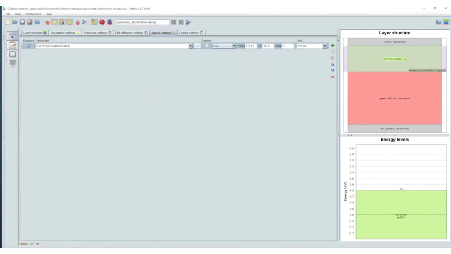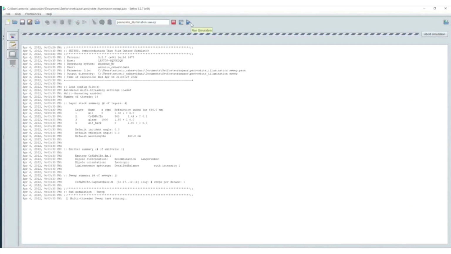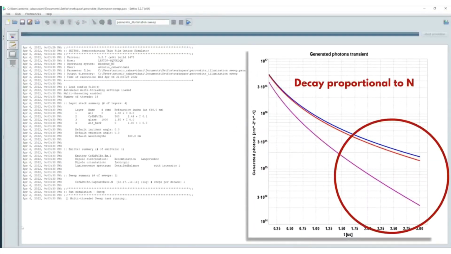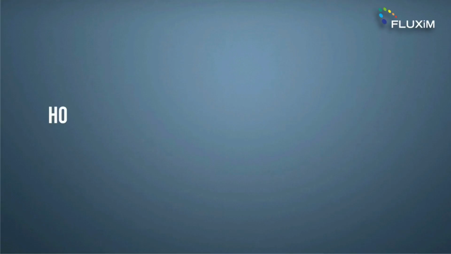If instead we sweep the capture and emission rates of the charges, we see a change in the tail of the TRPL decay, because we are varying the non-radiative recombination rate, which affects predominantly the slope of the long tail, and has a linear dependence with the photogenerated charges.